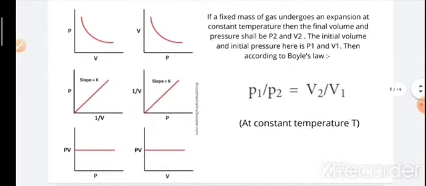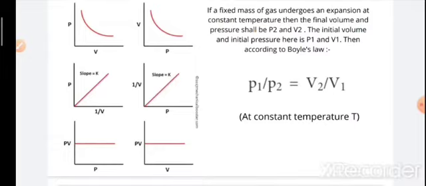Now we are moving on. If a fixed mass of gas undergoes an expansion at constant temperature, then the final pressure and volume will be P2 and V2, and the initial pressure and volume will be P1 and V1. So according to this, the relation is P1 upon P2 is equal to V2 upon V1 at constant temperature. This is the final result of Boyle's law, the relationship between pressure and volume. Here the graph between pressure and volume is given.